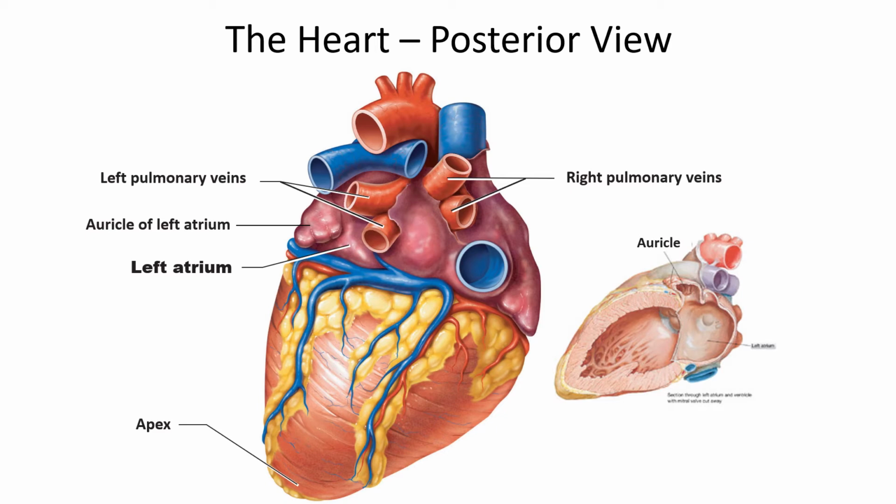Remember, the definition of a vein doesn't have anything to do with the oxygenation of the blood. It just has to do with the fact that we have a vessel that's coming towards the heart. It's carrying blood towards the heart. On the back, we have more superficial blood vessels that are going to feed the outer layers of the myocardium.